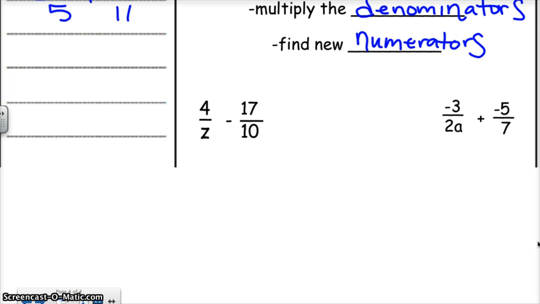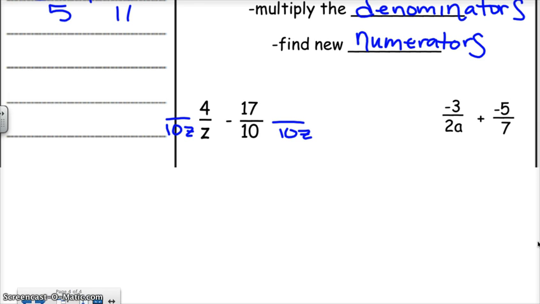Okay, so 4 over z minus 17 tenths. I don't know what my common denominator is. But I do know that I can multiply them to create one. So 10 times z would be 10z. 10z is my common denominator. I didn't know what it was, but I do know the trick that if you don't know what the common denominator is, multiply them together and it creates it.